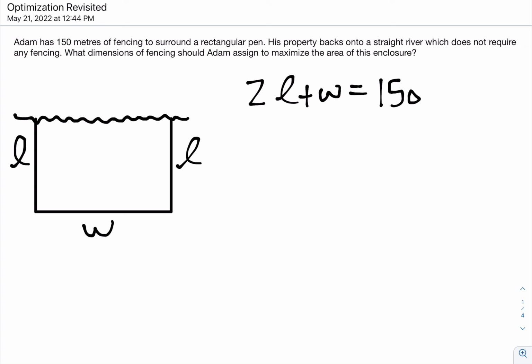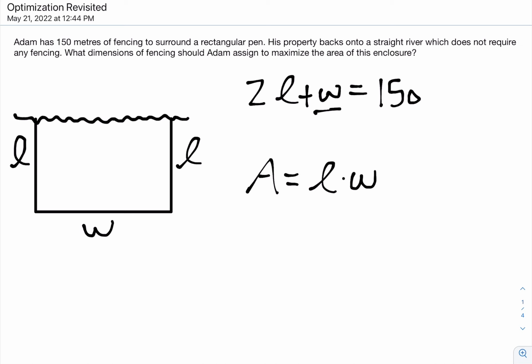And now let's think about our area. Our area is the length times the width because we're dealing with a rectangle. But notice how on the right side, area is a function of two variables. If we want to graph this or solve it, we want it in terms of one variable. So instead of just saying length times width, we can get either length or width in terms of the other variable. And that's where we use this equation up here.